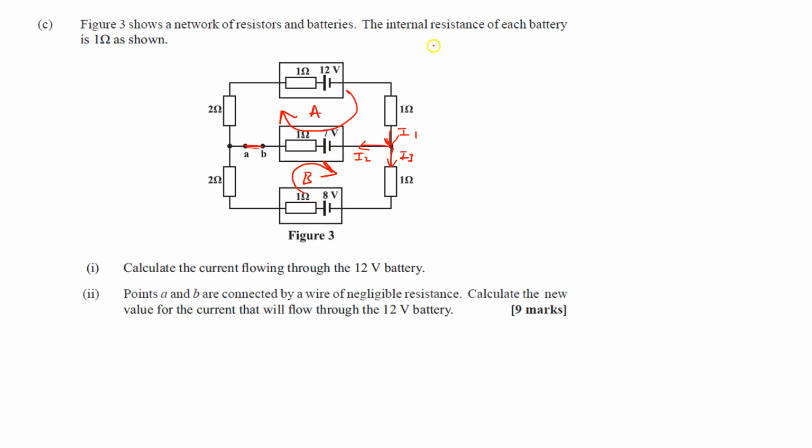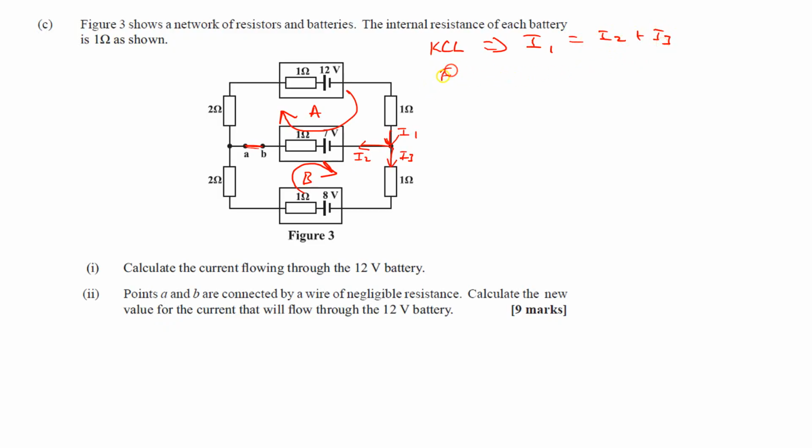When it comes down to Kirchhoff's current law, right? That's kind of the easiest part. So I1 is the current flowing into the junction, so that's going to be equal to I2 plus I3.